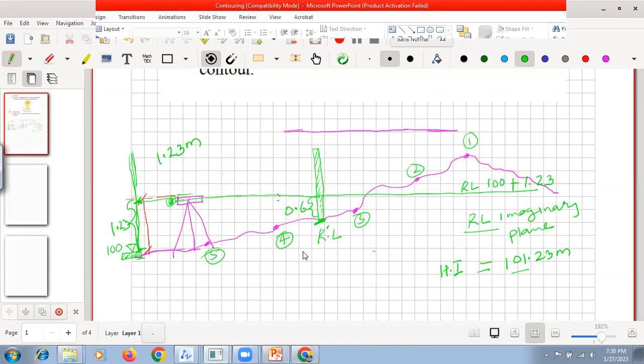So we have one standard table for recording all these readings. I will show that.